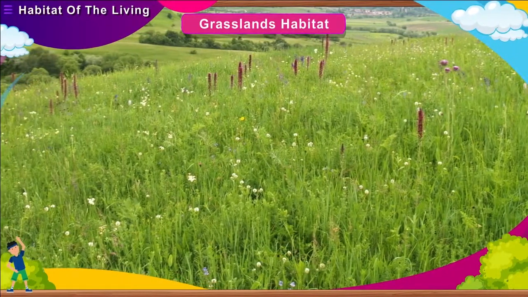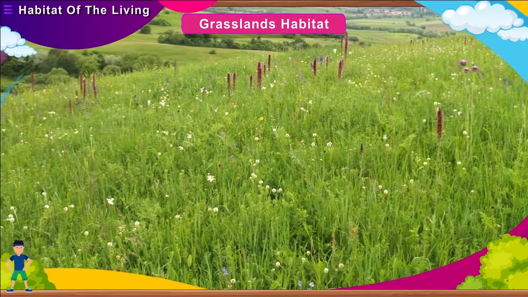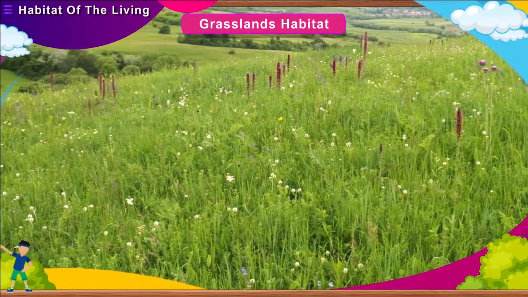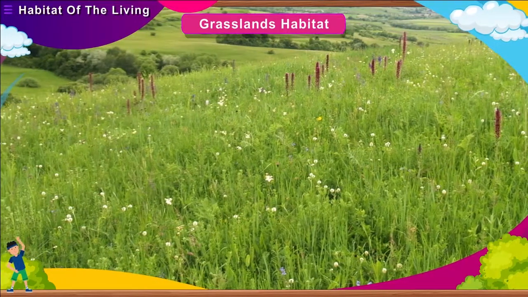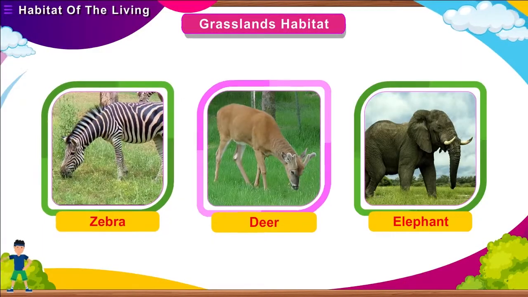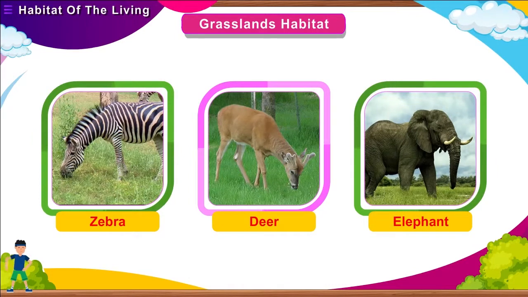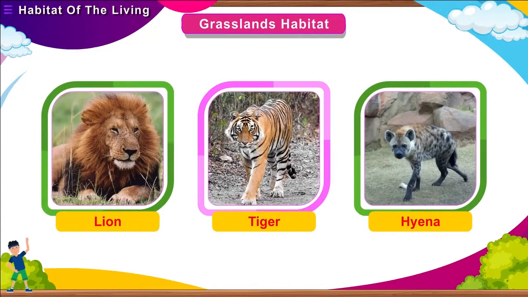Grasslands habitat. Grasslands habitats are windy and dry, where grasses are the main plants. They provide home and food to both herbivores and carnivores. Zebras, deer, and elephants are some of the herbivores living in grasslands, whereas lions, tigers, and hyenas are the carnivores found there.